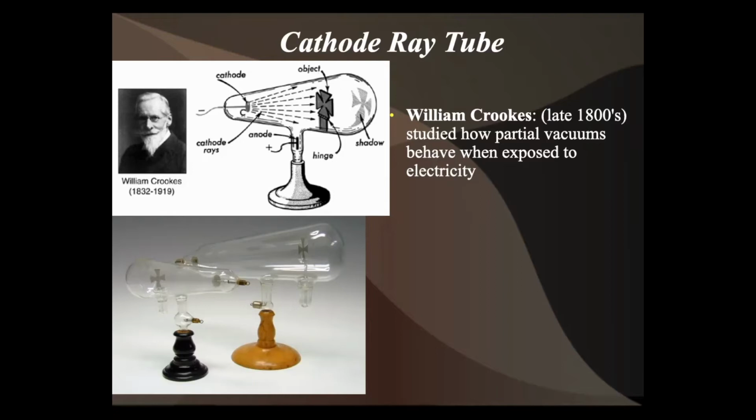William Crookes, in the late 1800s, used a partial vacuum and electrified it to see what would happen. This down here is a vacuum tube. It's mostly empty space, but it has some air in it. And he electrified it to see what would happen.